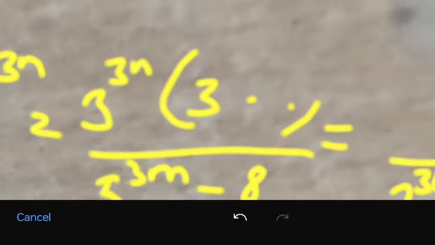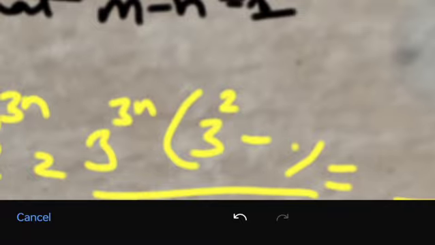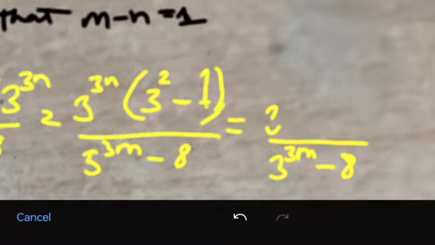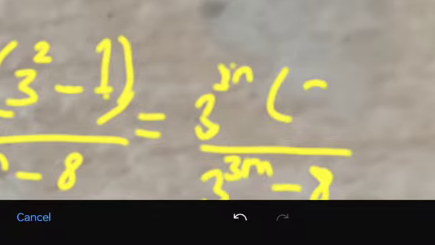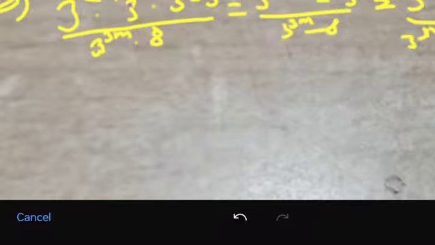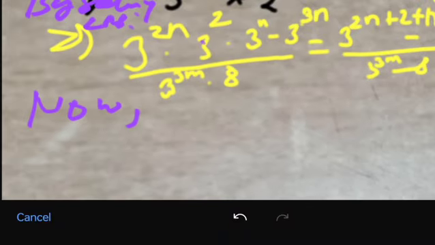So first of all, let me erase. 3 raised to 3 square minus 1, right? So 3 raised to the power 3n, and it would be 8, right? And now the thing I am doing is I am also writing it with RHS included, right? Now including RHS, right?